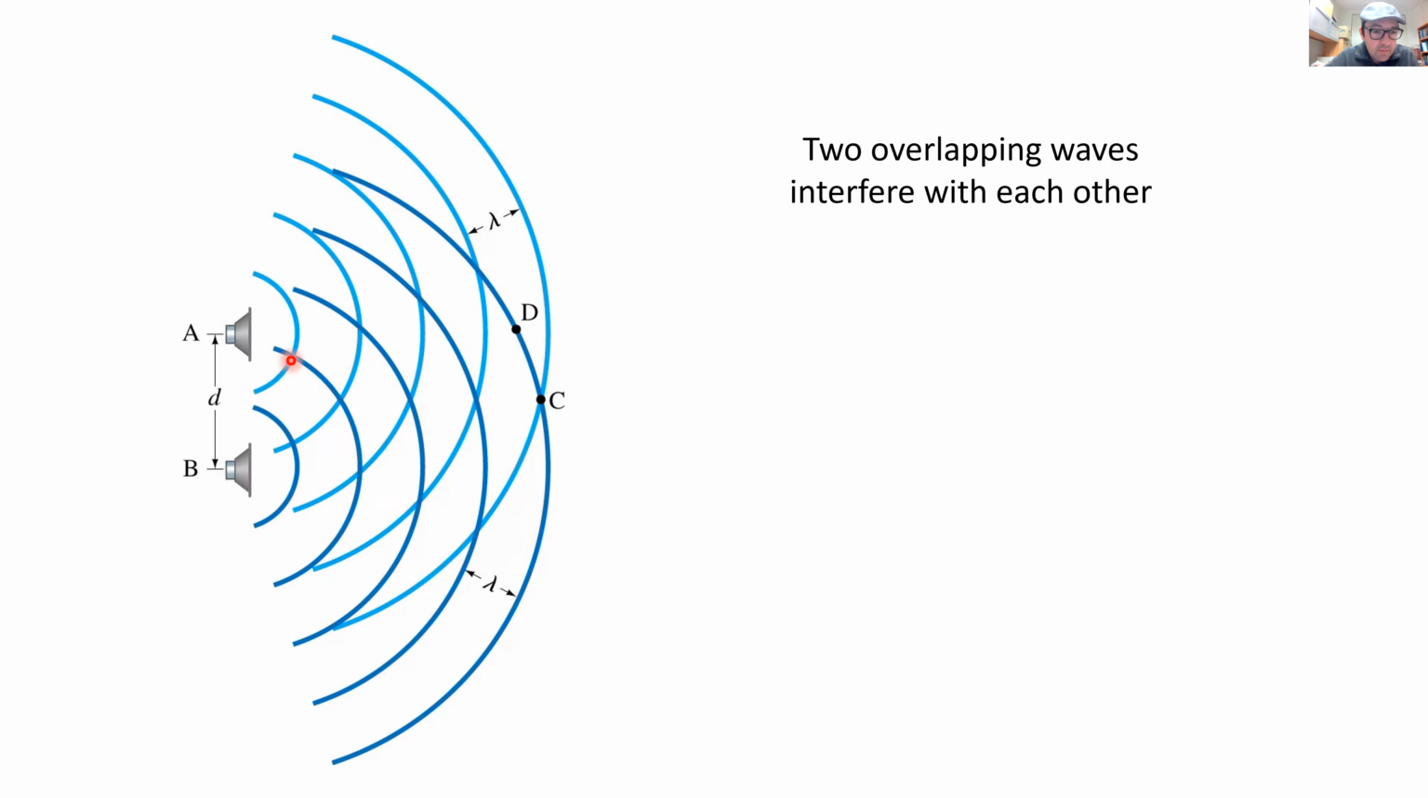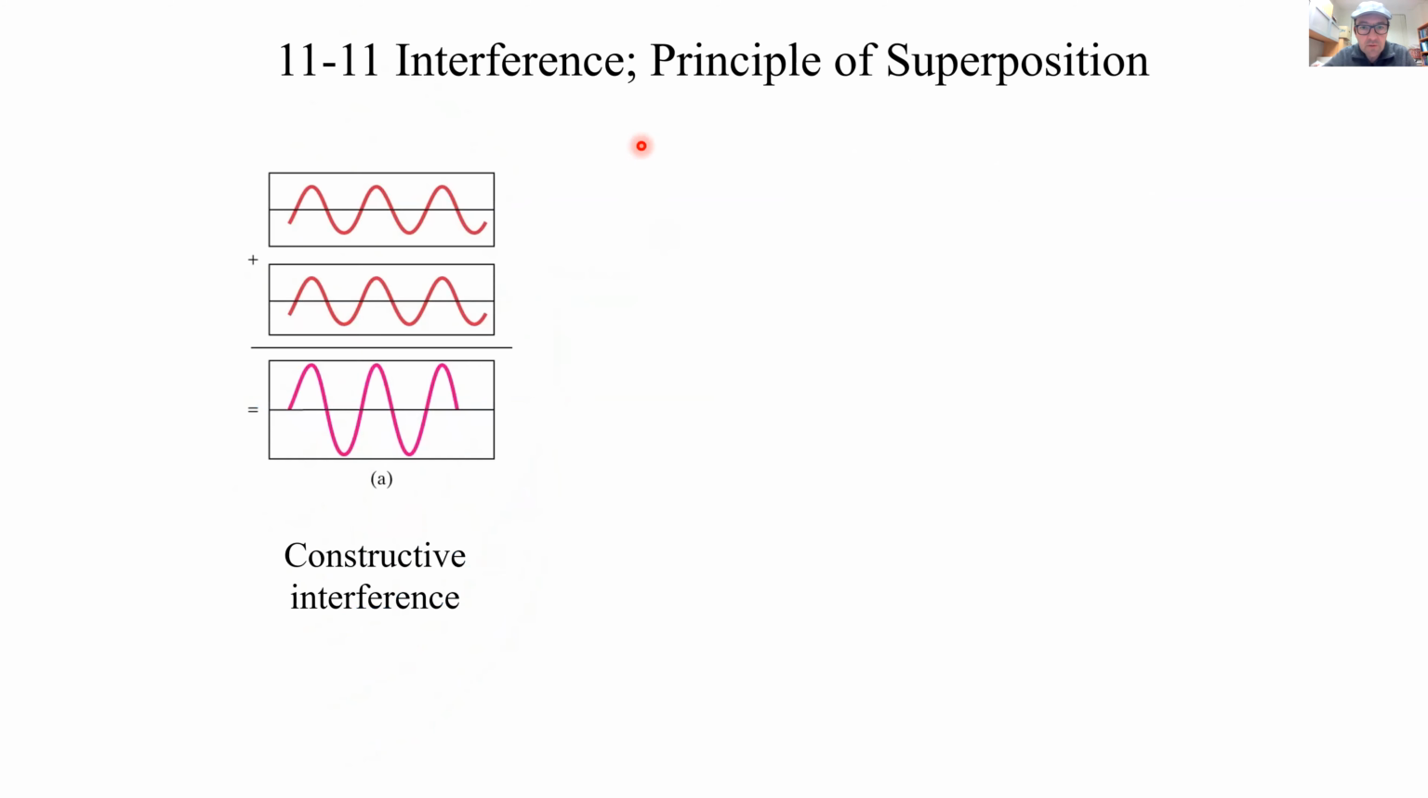Notice, by the way, that they're synchronized so that this wave comes out at the same time as this wave, etc. As these sound waves go out into space, they overlap, and so they interfere with one another. Before analyzing this situation, let's talk about interference and the principle of superposition.